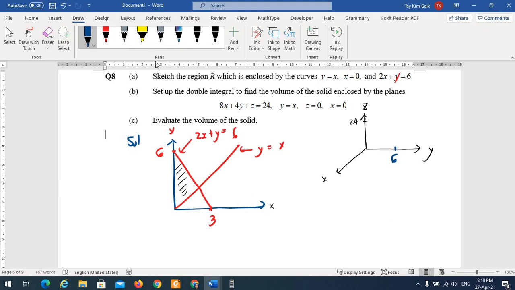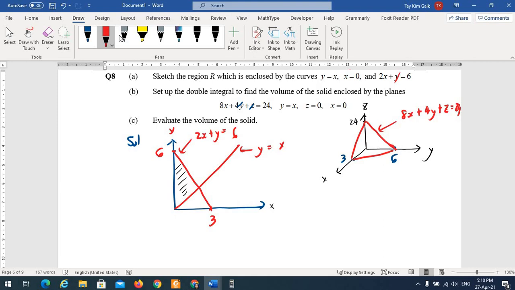To get the x intercept, let y and z be 0. So 8x is 24, x will be 3. Then you connect them. So this is the plane 8x plus 4y plus z equals 24, in the first octant where x, y, z are positive, and bounded by y equal x.